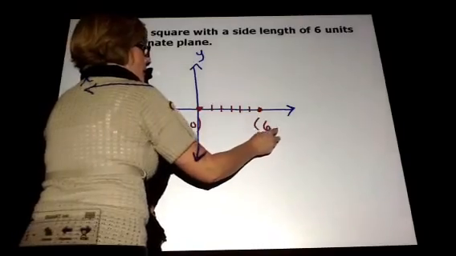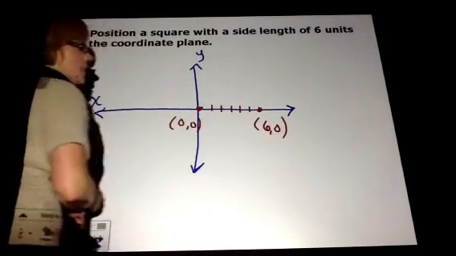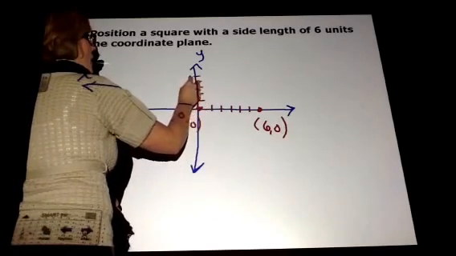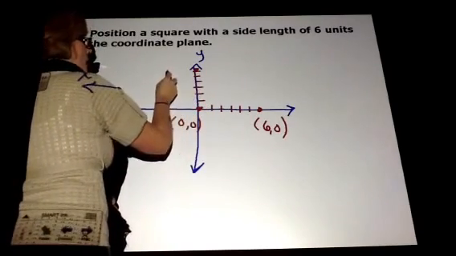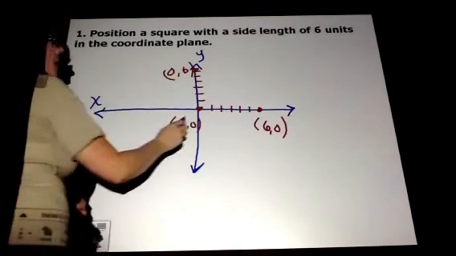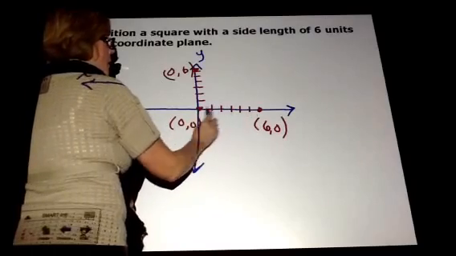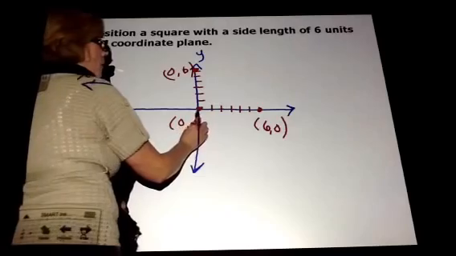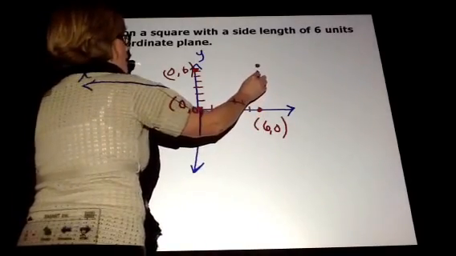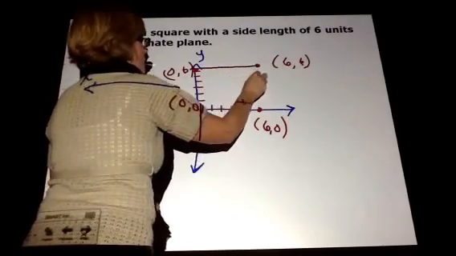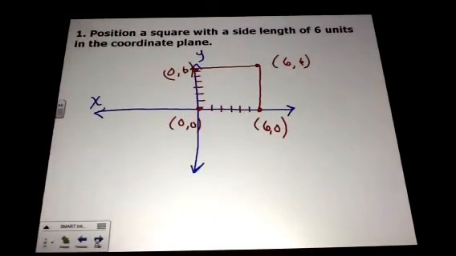This is going to be my second coordinate. 1, 2, 3, 4, 5, 6. This is going to be my third coordinate. And then my fourth coordinate, remember, square, all segments are congruent, so I have to go right 6, up 6. So this coordinate will be 6, 6. And we've just positioned a square in the coordinate plane.